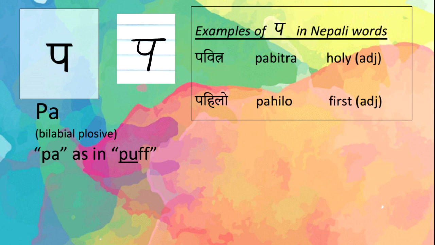Examples of pa are pabitra, which means holy, and pailo, which means first.